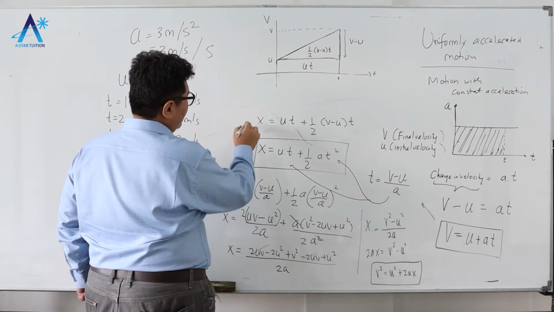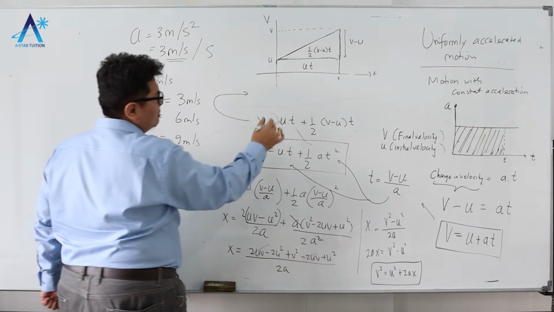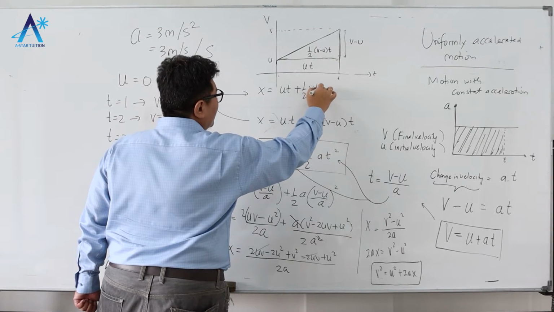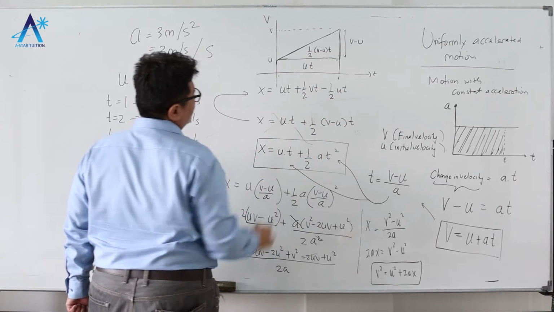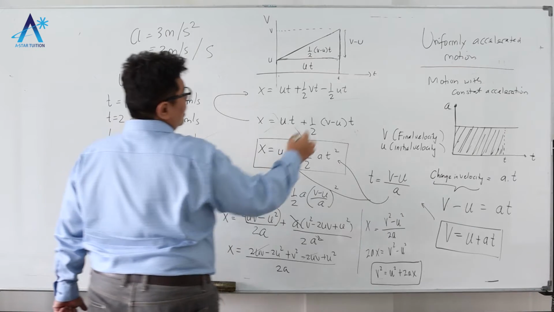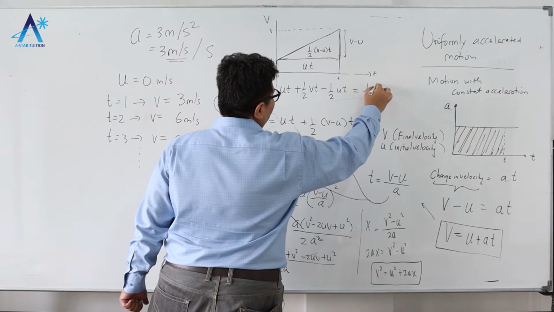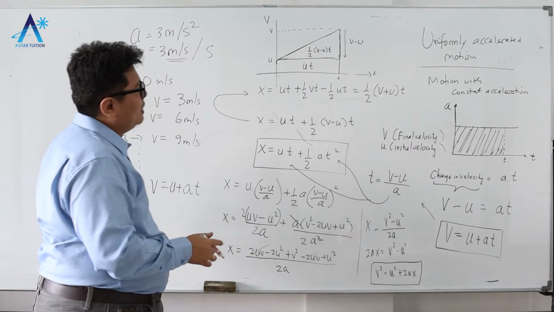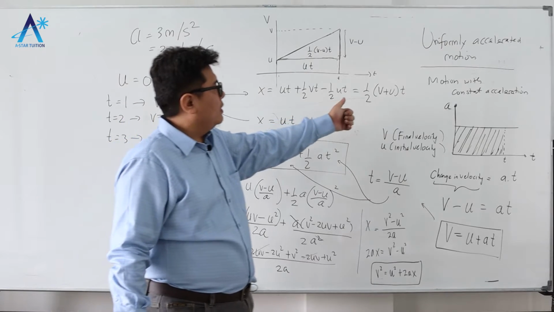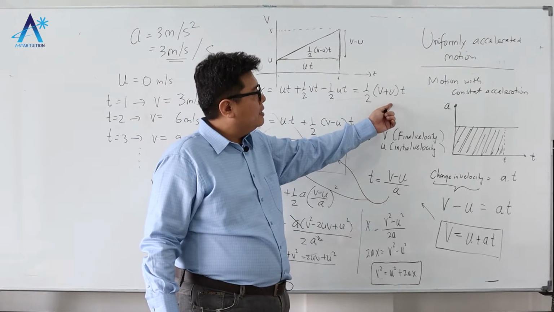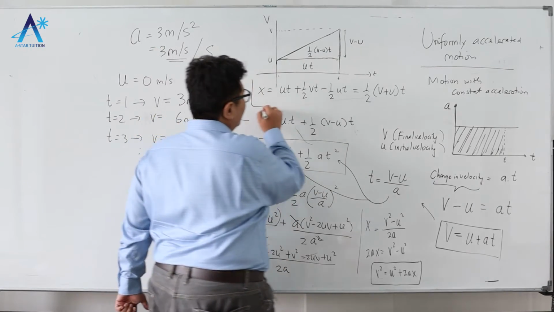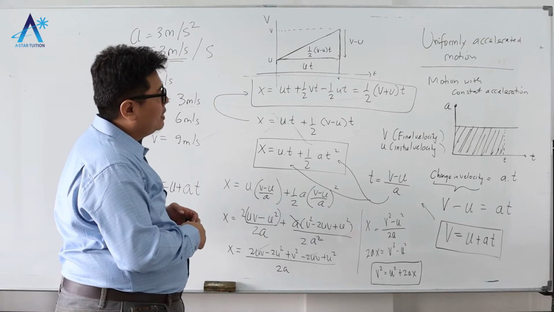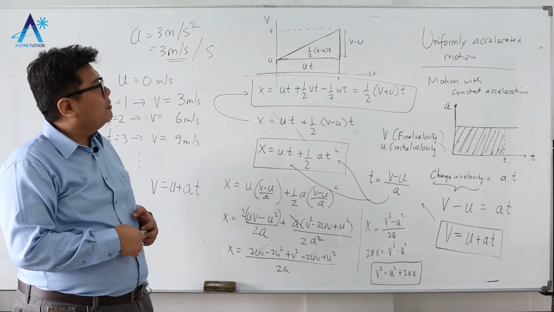Now, if I don't do that, you can see here, if I simplify, x equal to ut plus half phi t minus half ut. So the ut minus half ut equals plus half ut. So it becomes half times phi plus u times t. So it's just simply the average of the final velocity and initial velocity, and then multiplied with time. So it gives you this. So now you can see this formula that is widely used in uniformly accelerated motion.